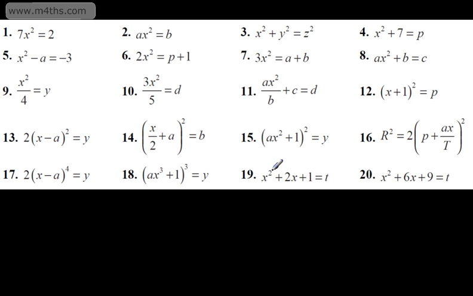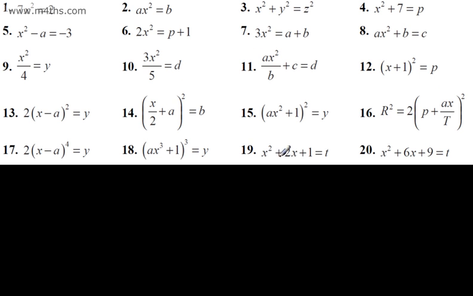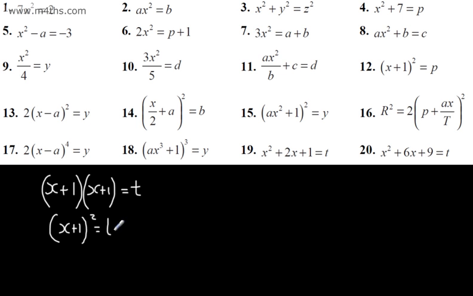Now these are very cheeky and quite nasty because we have quadratic expressions here and we want to make x the subject. Now if I look at this, I've got two choices. If I can factor it, I'm going to factor it as a perfect square. On the left hand side, if we factor back, that's x plus 1 multiplied by x plus 1, which is equal to t. We can write this as x plus 1 all squared is equal to t.